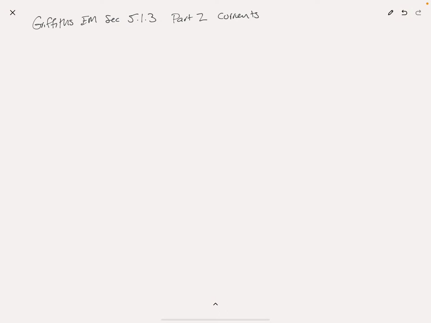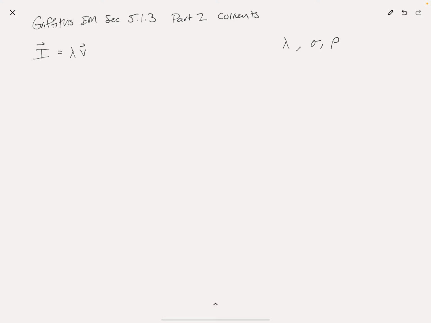This is Griffiths E&M section 5.1.3, currents, part 2. In the last video we described how a line current was defined by some line density times the velocity at which that line density is moving. Just like in electrostatics, where we had different types of charge distributions, line, surface, and volume charge densities, we have something similar in currents.